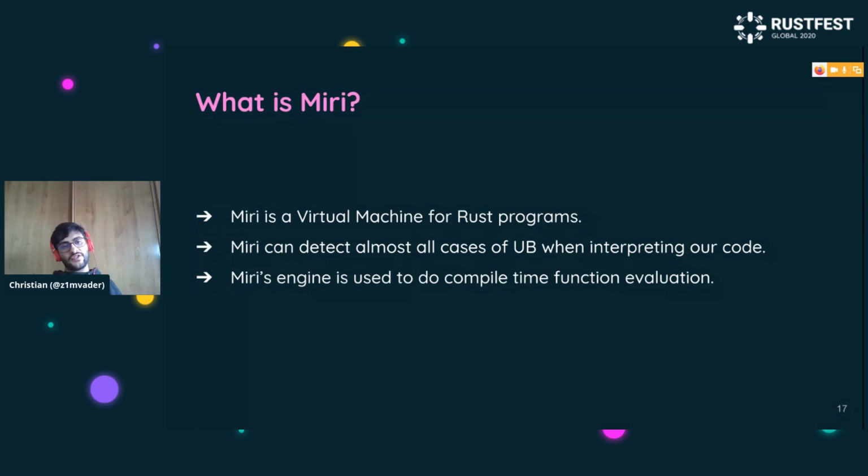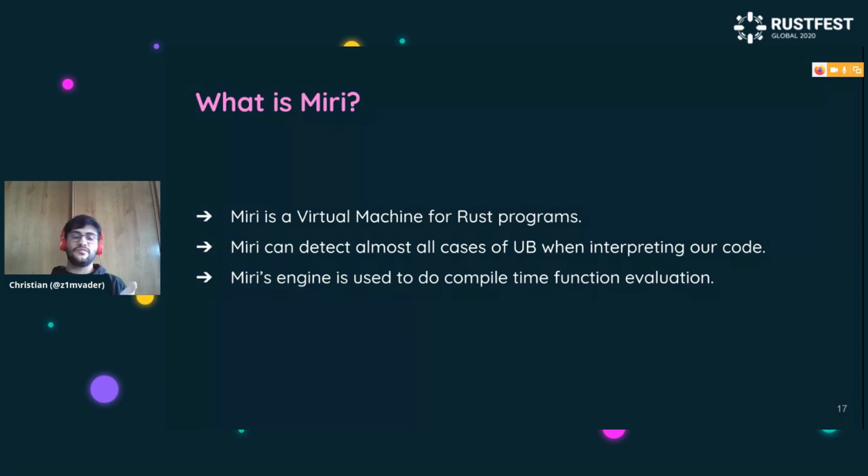So what's Miri actually? Miri is a virtual machine for Rust programs. This means that Miri doesn't compile your program, it interprets it, in the same sense that the JVM interprets Java bytecode, or that the Python interpreter runs Python, or that the Ruby interpreter runs Ruby, and so on. Miri is like that, but for Rust. And it has a super cool feature that none of the other interpreters has, and that is that it can detect almost all cases of undefined behavior while running our code.